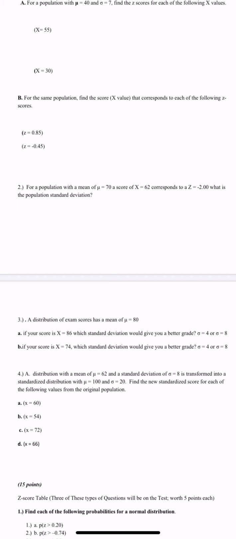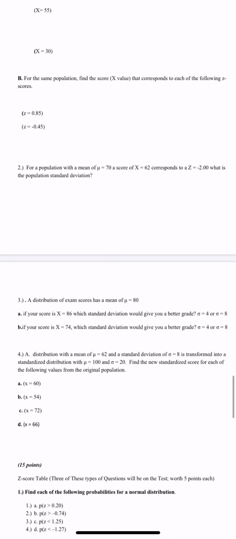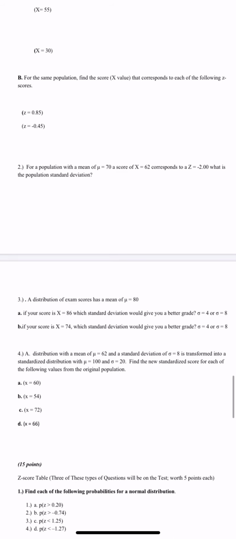Okay, for 2. For a population with a mu of 70, an X score of 62 corresponds to a Z-score of negative 2. What is the population standard deviation? So here, you use the formula for standard deviation from Z-scores, which is standard deviation equals X minus mu divided by Z. So you do 62 minus 70, which is negative 8, divided by negative 2. Negative divided by negative is a positive, so it's a positive 4.